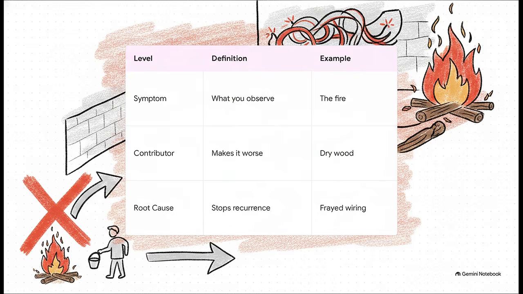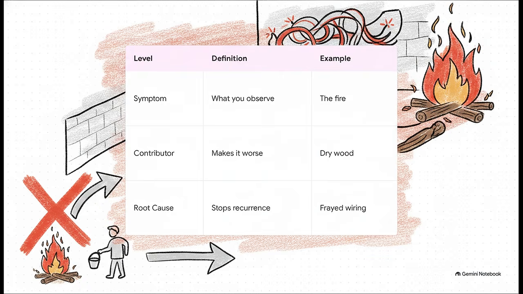Let's break it down. A symptom is simply what you observe. Think of it like the fire. A contributor makes it worse or more likely. That's the dry wood. But the root cause, the actual root cause, is the condition whose removal prevents recurrence. It's the frayed wiring behind the wall.